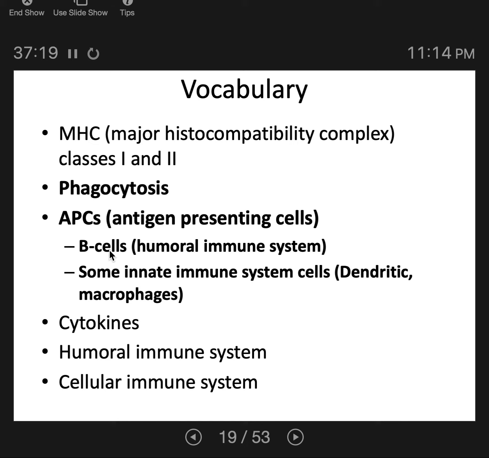B cells are a kind of antigen-presenting cell that we'll cover in this chapter. But there are other antigen-presenting cells that belong to the innate immune system that we'll get to in the next chapter.